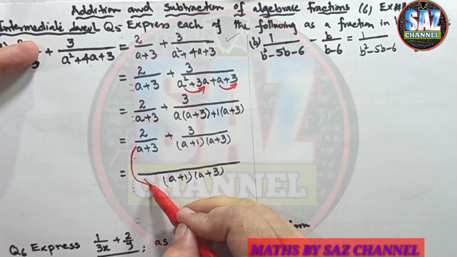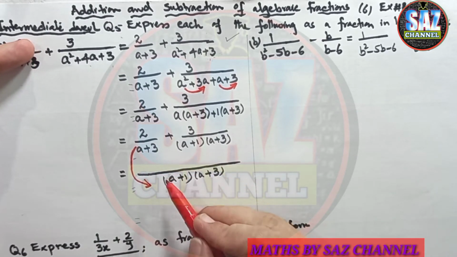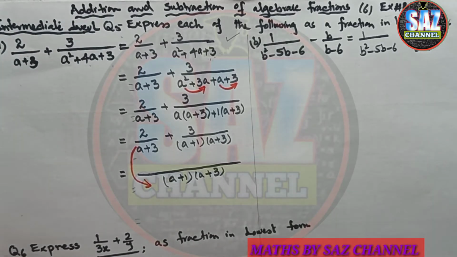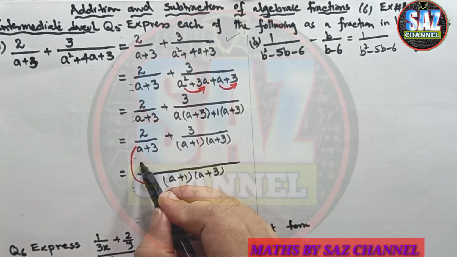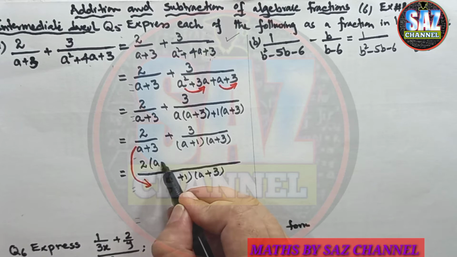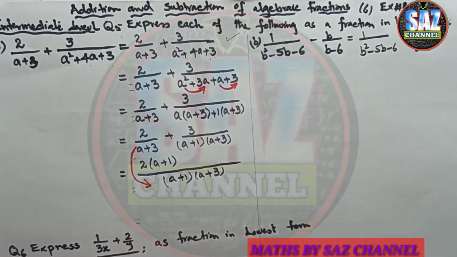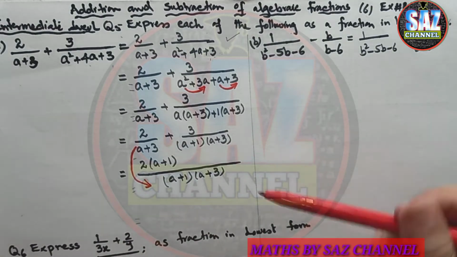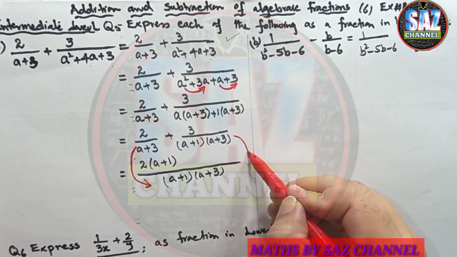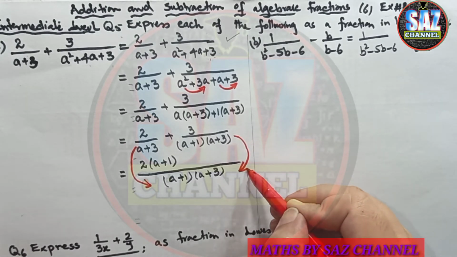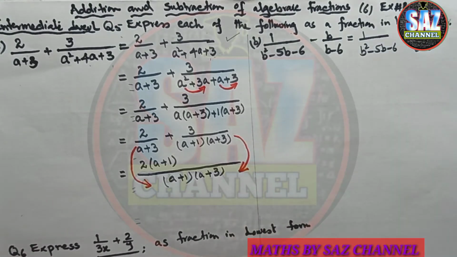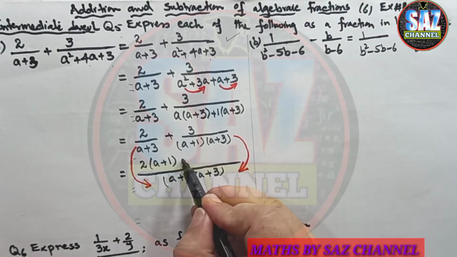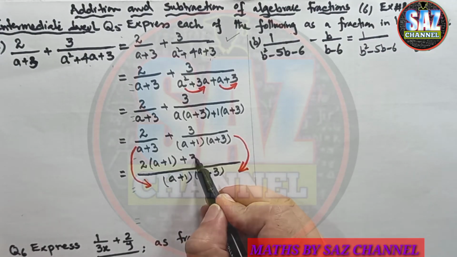Now go back to each fraction one by one and see the denominator of the first fraction is a plus 3, and it has the deficiency of a plus 1. So the numerator will be multiplied by a plus 1, 2 into a plus 1. Coming to the second fraction, the denominator of the second fraction and the LCM are the same, so we're not going to multiply the numerator, that is 3, by anything, and we will write it as it is, 3.